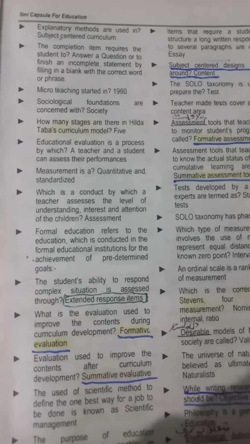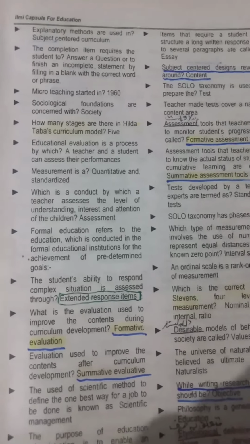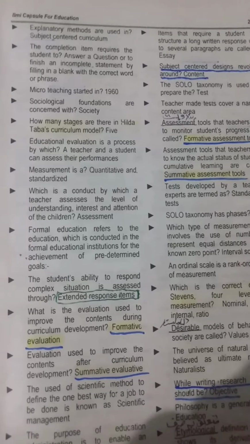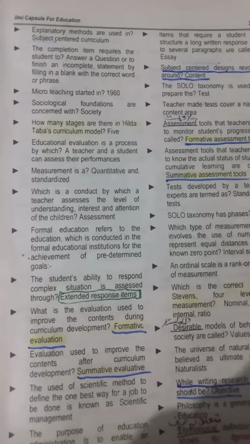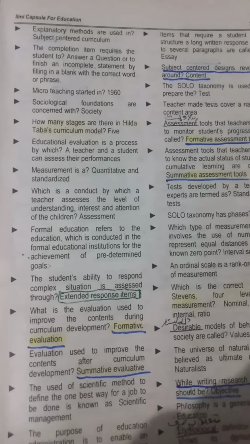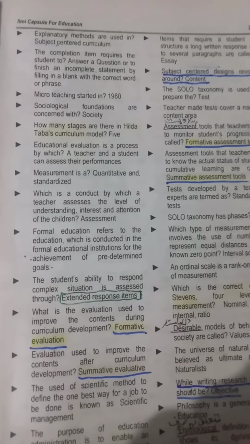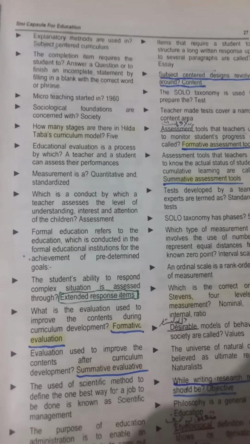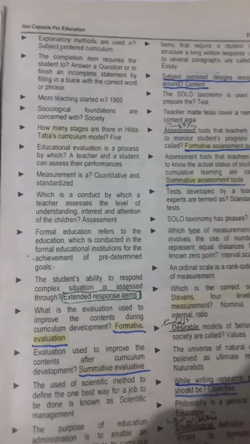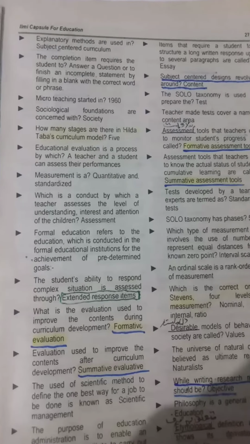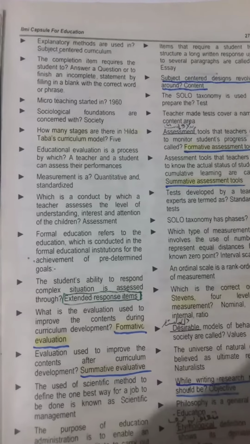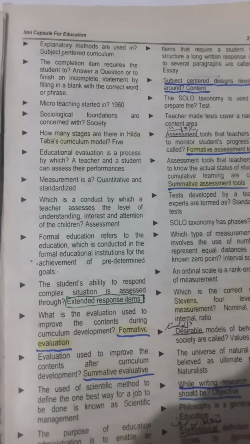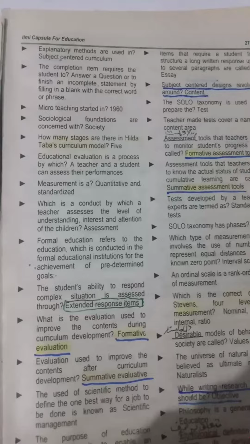How many stages are there in Hilda Taba's curriculum model? 5. Educational evaluation is a process by which a teacher and a student can assess their performance. Measurement is quantitative and standardized. Which is a conduct by which a teacher assesses the level of understanding, interest and attention of the children? Assessment.